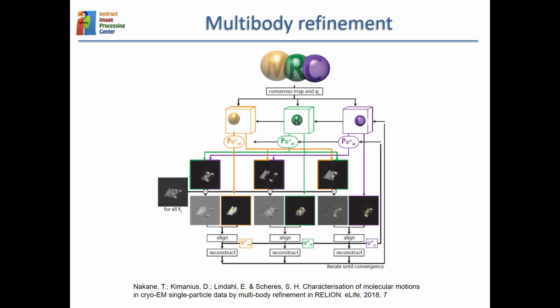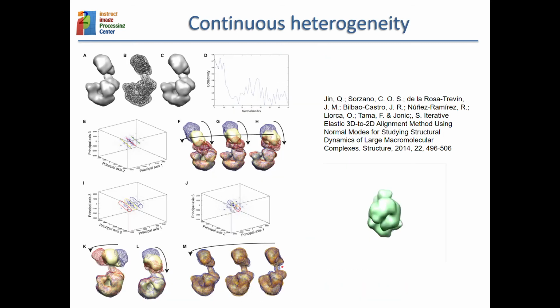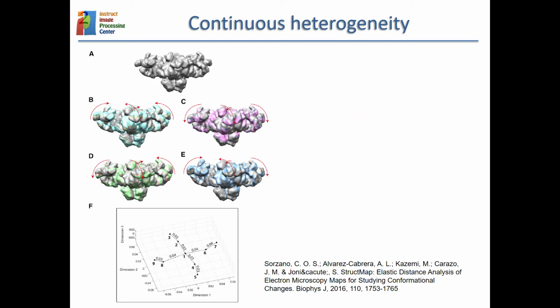Okay, so another approach to this continuous movement problem has been done with this multi-body refinement that somehow borrows the ideas from the focus classification. So you analyze each of the regions independently, and then somehow you find the relative movement between the different regions. And this is implemented in RELION as the multi-body refinement. And then you can compare, so these two approaches compare a volume that is deforming to the images. This one is comparing volumes.